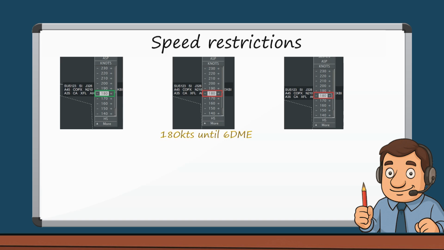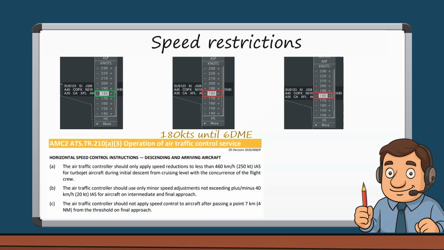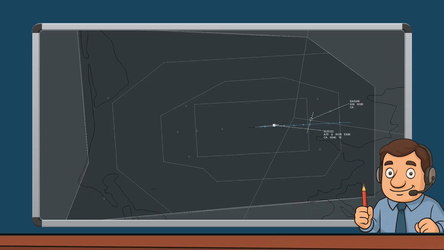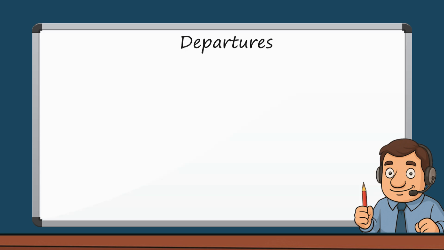You can modify that though through another point from TR 210 stating that any speed restriction must be cancelled no later than 4 miles from the runway, meaning 180 until 6 and 160 until 4. These are good, normal and legal restrictions that you must abide to. Now, both your airplanes are landing and your job as approach controller is now done.